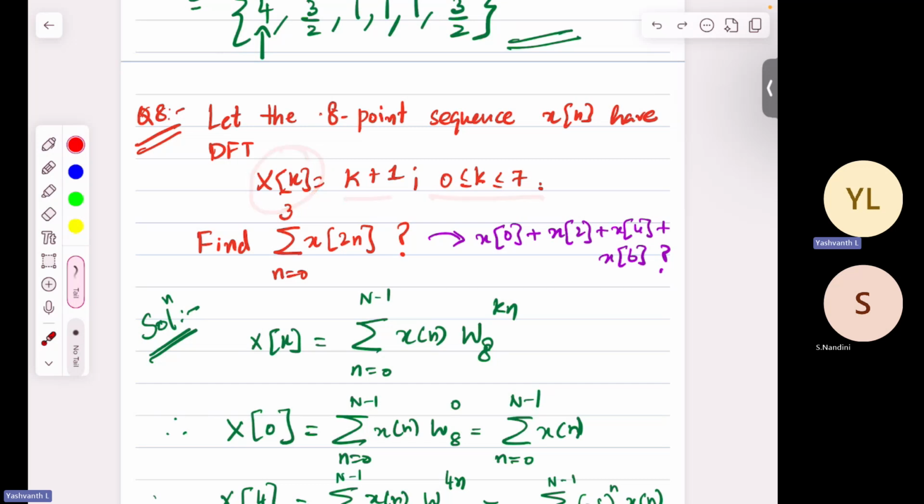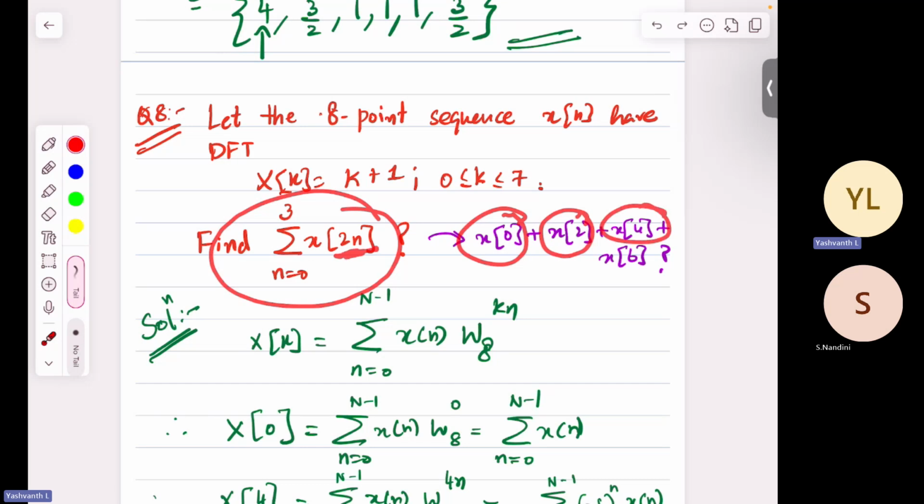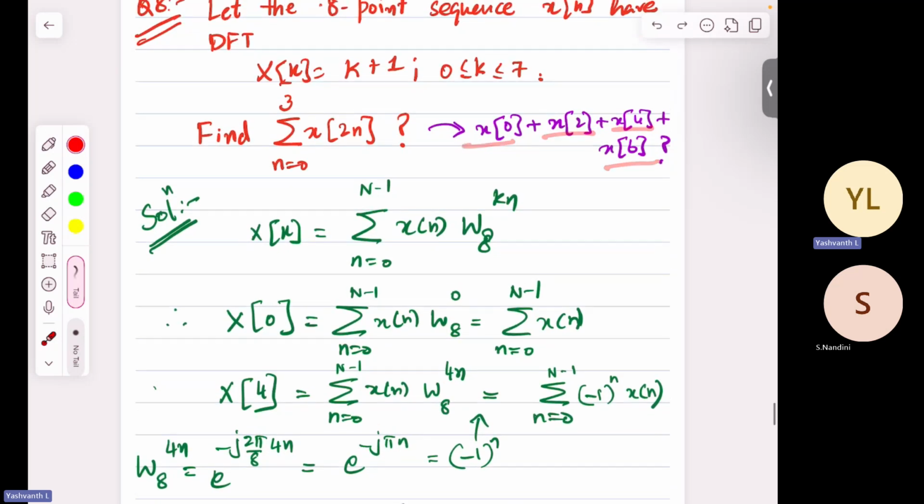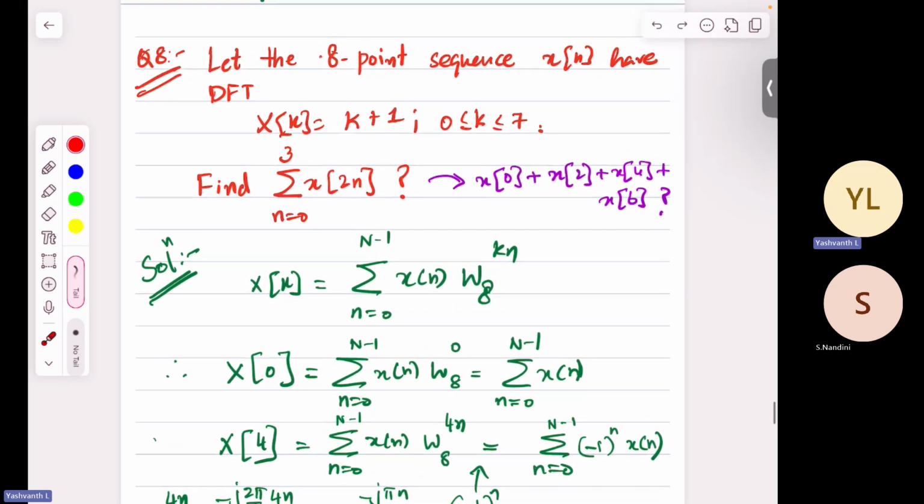The question is, find the value of the sum over n equal to 0 to 3 of x of 2n. So what is this summation? Put n equal to 0, you'll get x of 0. N equal to 1, you get x of 2. N equal to 2, you'll get x of 4. N equals 3, you'll get x of 6, and you need to sum all of them. So essentially, you need to find x of 0 plus x of 2 plus x of 4 plus x of 6. Fine? Let's see how to do this.